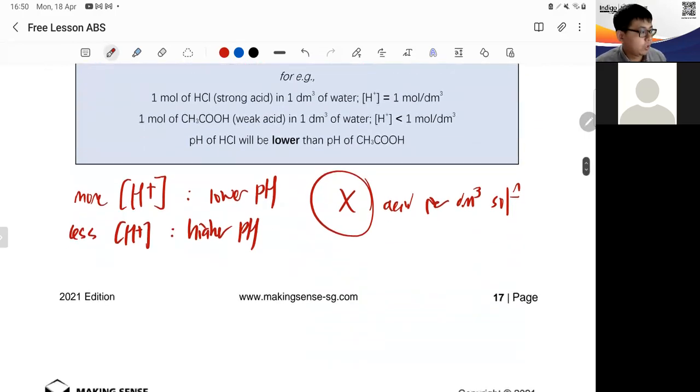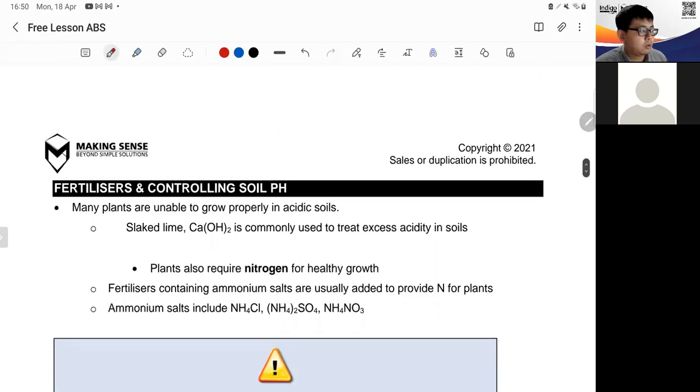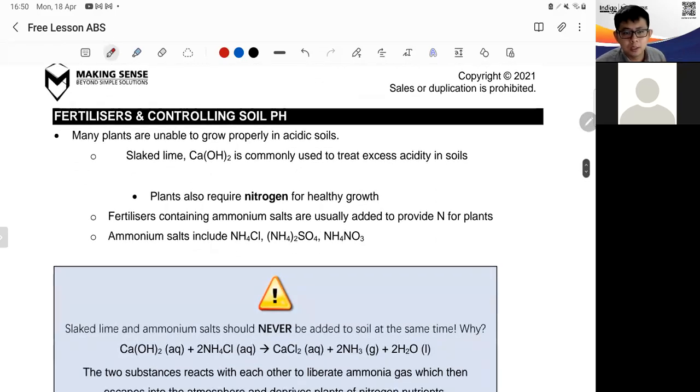Okay, moving on. This next portion is just one very small thing about fertilizers, because we do realize that calcium hydroxide is usually pretty good at neutralizing soil acidity. Let me highlight this in a different color. Soil acidity, because if your soil is too acidic, many plants cannot grow. But at the same time, plants also require nitrogen because they cannot synthesize their own nitrogen. They need to get nitrates or ammonium from the soil. They must get elemental nitrogen N from the soil.